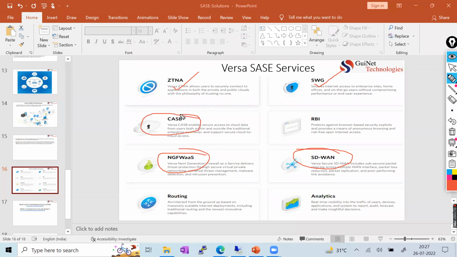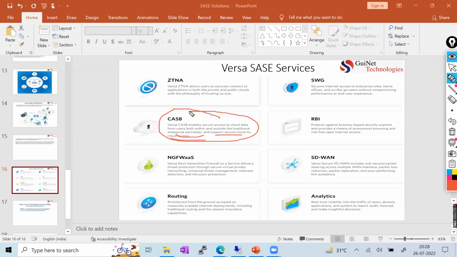CASB is a cloud access. Whenever you're going to the cloud, for cloud security and cloud-based application security, a man in the middle is sitting who is going to monitor and interact with whatever traffic goes through and back from the user to the application. You can see Versa CASB enables secure access to cloud data from the user, both inside the network or outside the traditional network enterprise perimeters, and supports secure cloud to cloud access, right? So whenever you talk about the cloud solution and you are using cloud-based applications, the CASB will come into the picture, right?